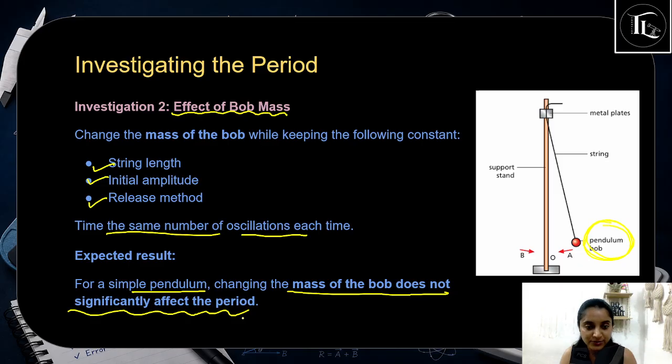So for the string, it depends. The time period will increase. But in the case of the mass, it doesn't affect. It will remain the same if the length of the string is the same.